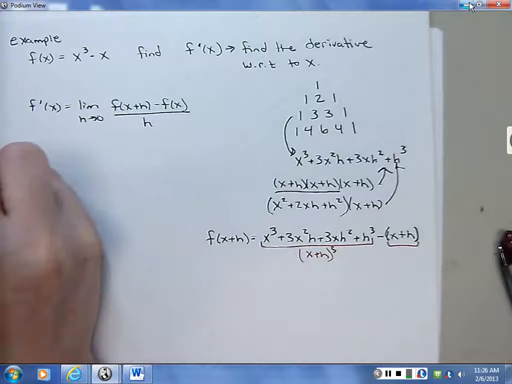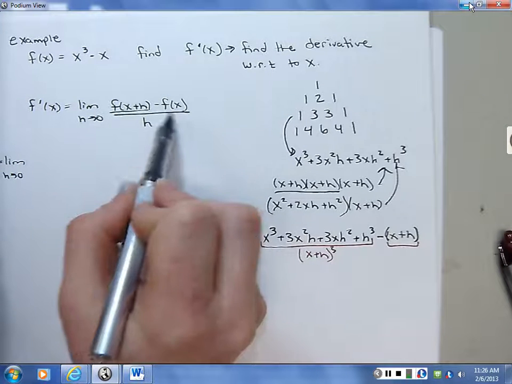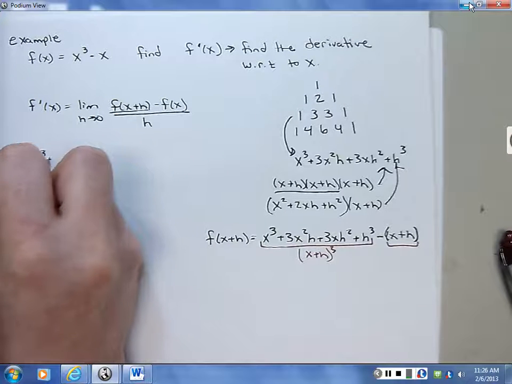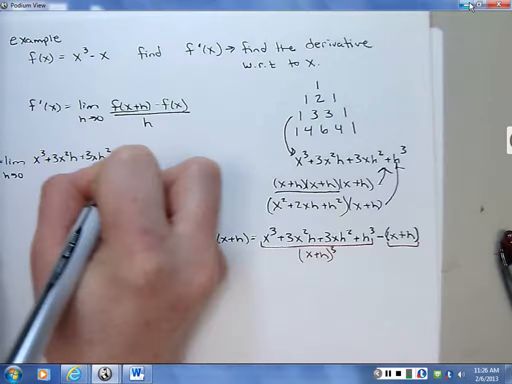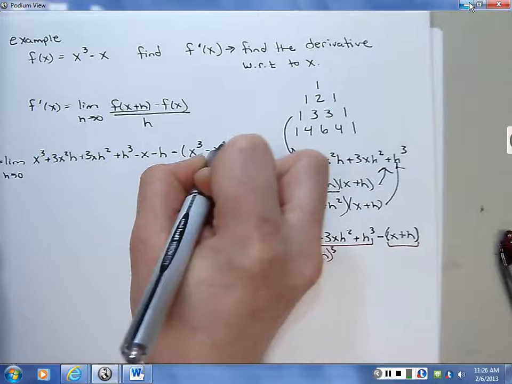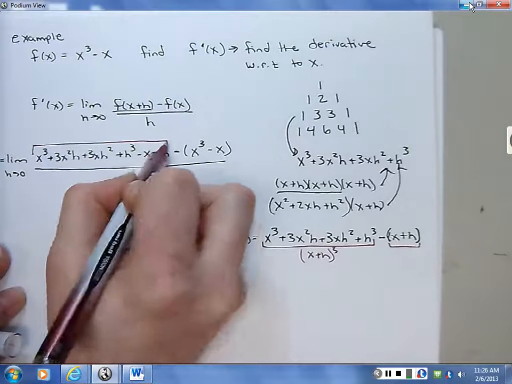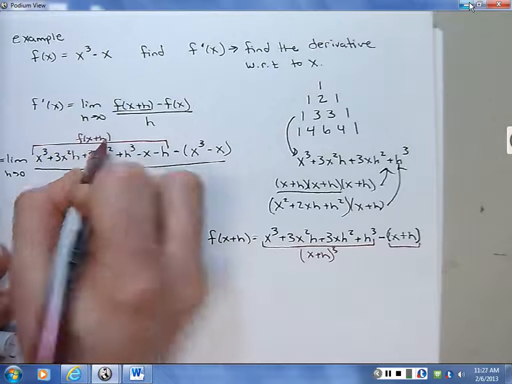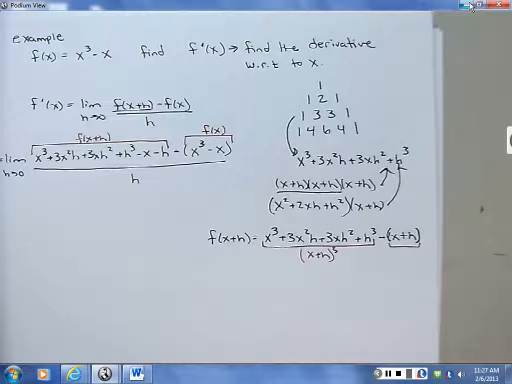So if I take here the limit as h goes to 0, I have this function, which is what I had here. I still have this other term to deal with. So I have x cubed plus 3x squared h plus 3xh squared plus h cubed minus x minus h minus the quantity x cubed minus x, all over h. Just to reiterate, all of this is f of x plus h. This is just f of x. All of your f of x should cancel. If it doesn't, something didn't go right.